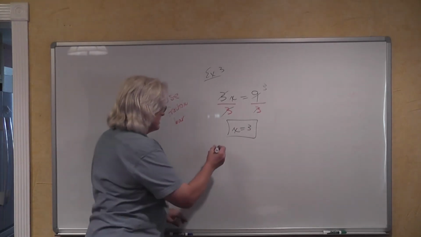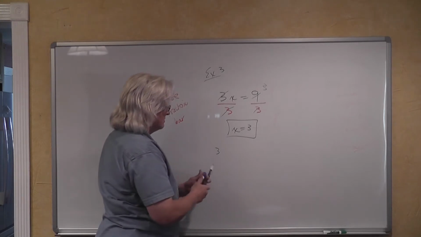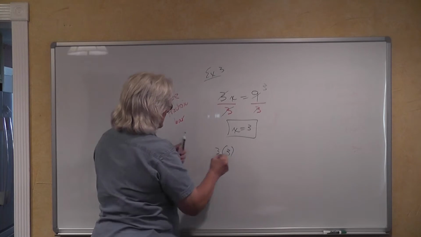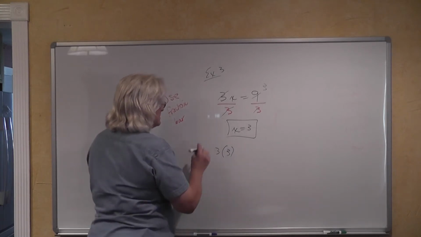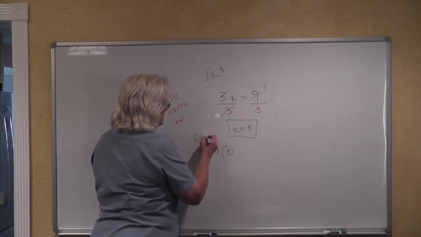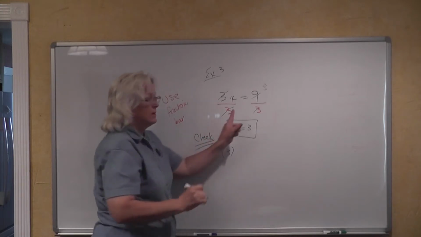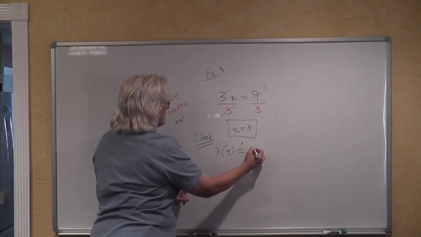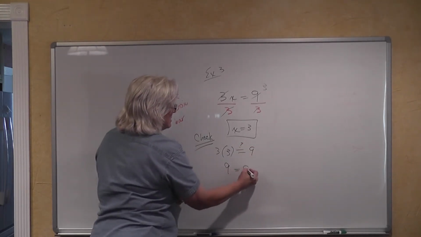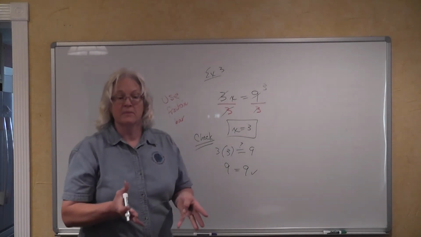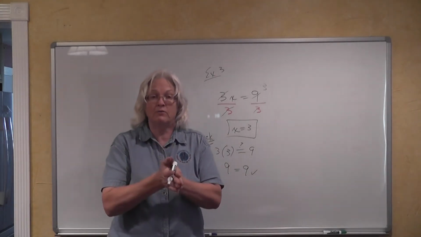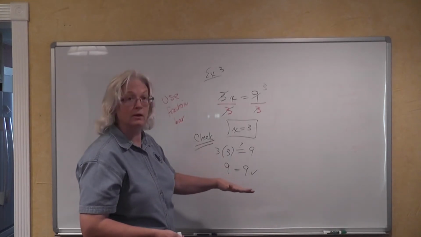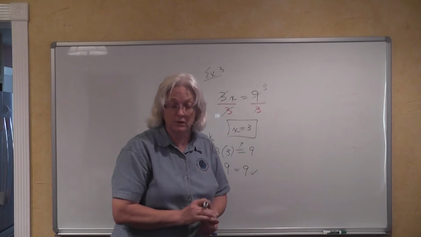Now, if we had to check this, we would substitute in, instead of that x, we would substitute in a 3, and we would see if that made our equation true. 3 times 3, is that equal to 9? Well, yes, of course. 9 is equal to 9. And that's the way that we have verified or validated our solution. And if they ask you to check, this is what they mean for you to do.